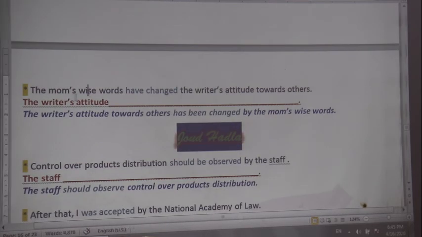Now another example, the mom's wise words have been changed. So present perfect. The writer's attitude towards others. So the writer's attitude what? Has been changed. Here the words is in the plural, so we use the helping verb have in present perfect. But here, the writer's attitude towards others, don't look at others. Here we are talking about attitude, which is a singular noun, and here we need has for the subject-verb agreement, and don't forget to add been.